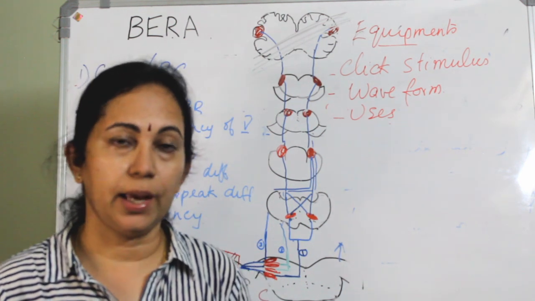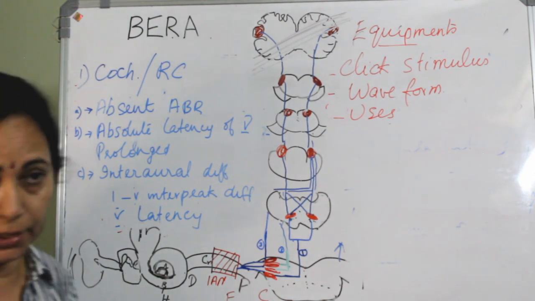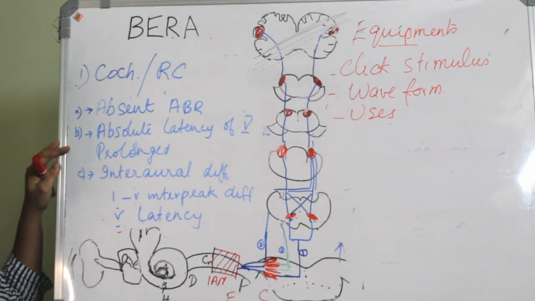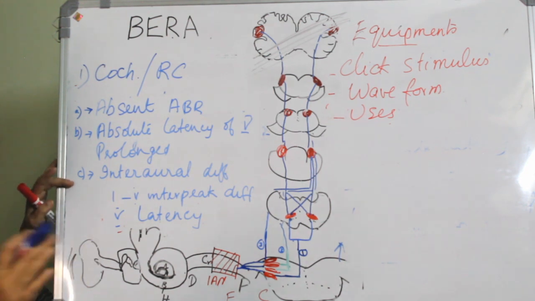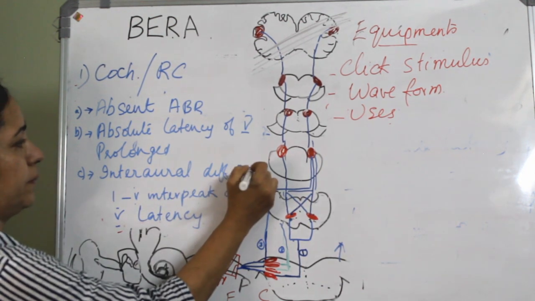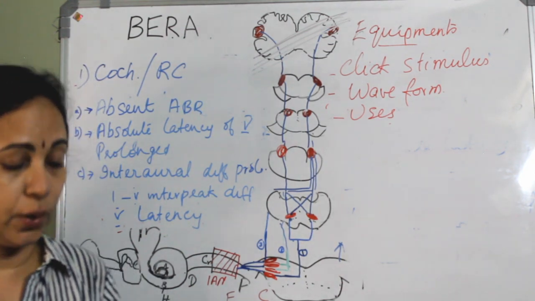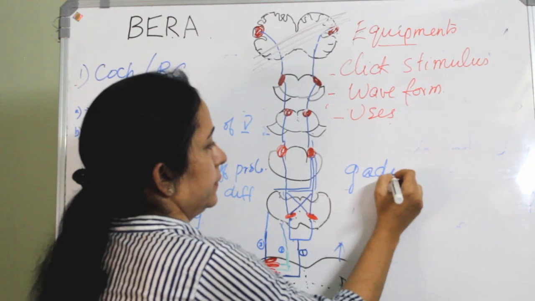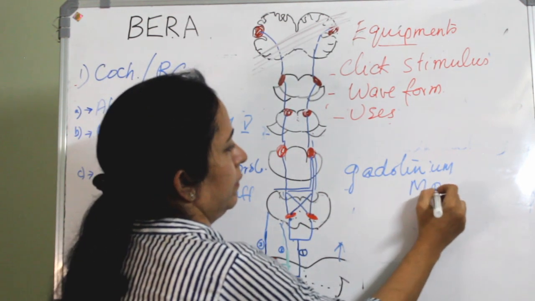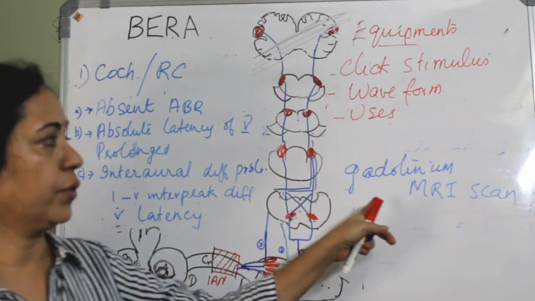It is usually a screening tool, and if after doing a BERA you get any of these, that is either an absent ABR of the affected ear, or absolute latency of wave 5 is prolonged, or compared between the two ears, the interaural difference is prolonged, in case of 1 to 5 interpeak difference or wave 5 latency, this is an indication for doing a gadolinium enhanced MRI scan.